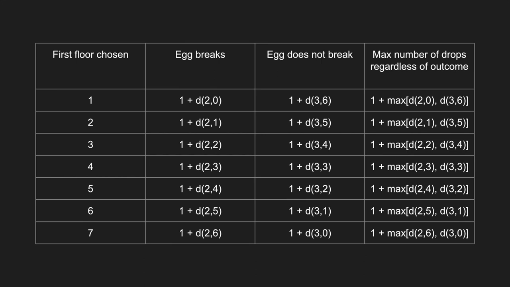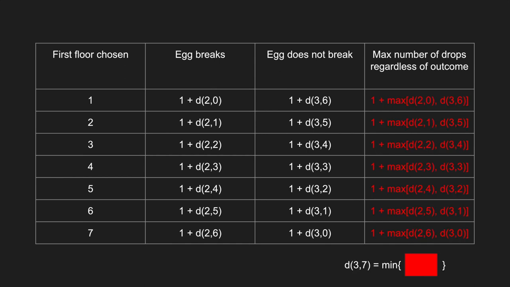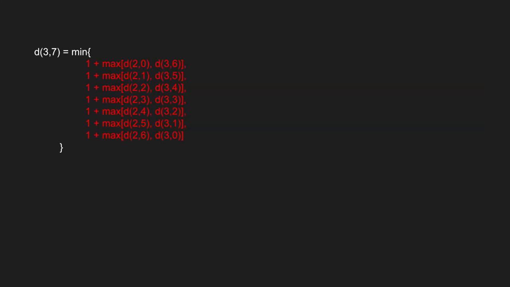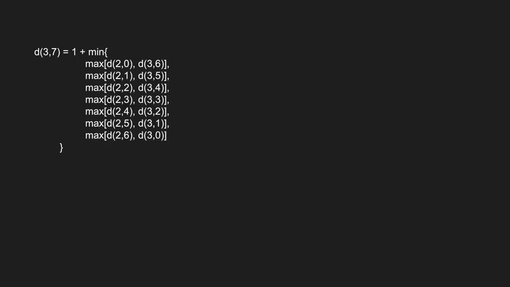We end up with this table, and what we are actually interested in is the last column, which tells us the maximum number of egg drops from any floor. Now remember that we want to find the minimum number of egg drops in the worst case, so we need to find the minimum element in the last column, and that would give us the solution to our problem. So the solution is given by this monstrous formula, and again what you can do is move the one in front of the minimum function without changing the result.